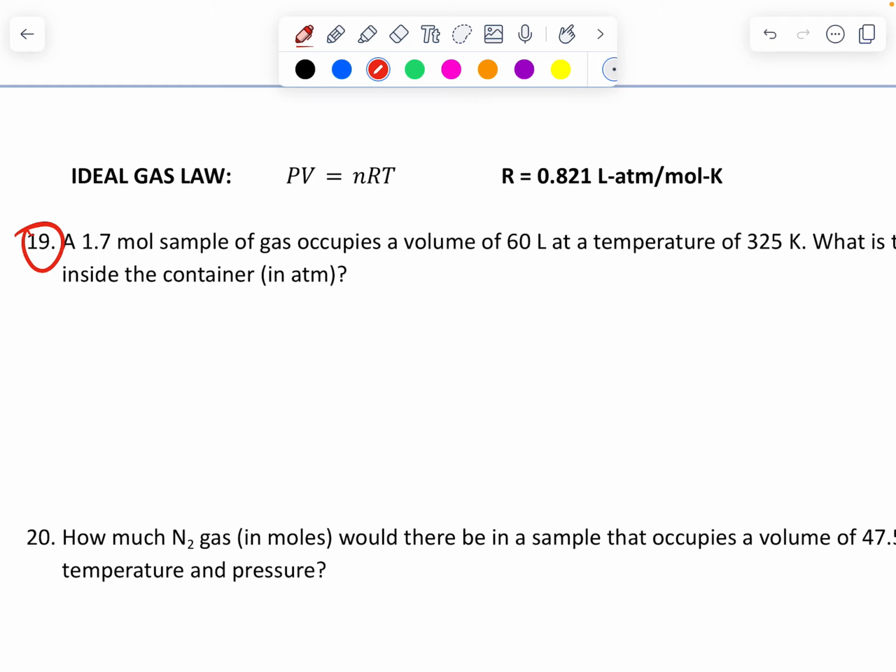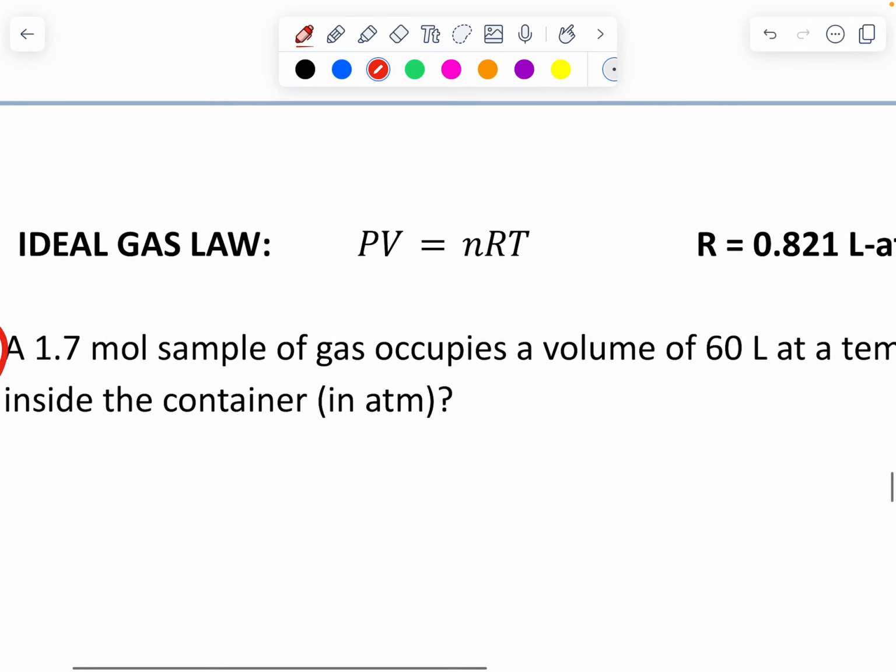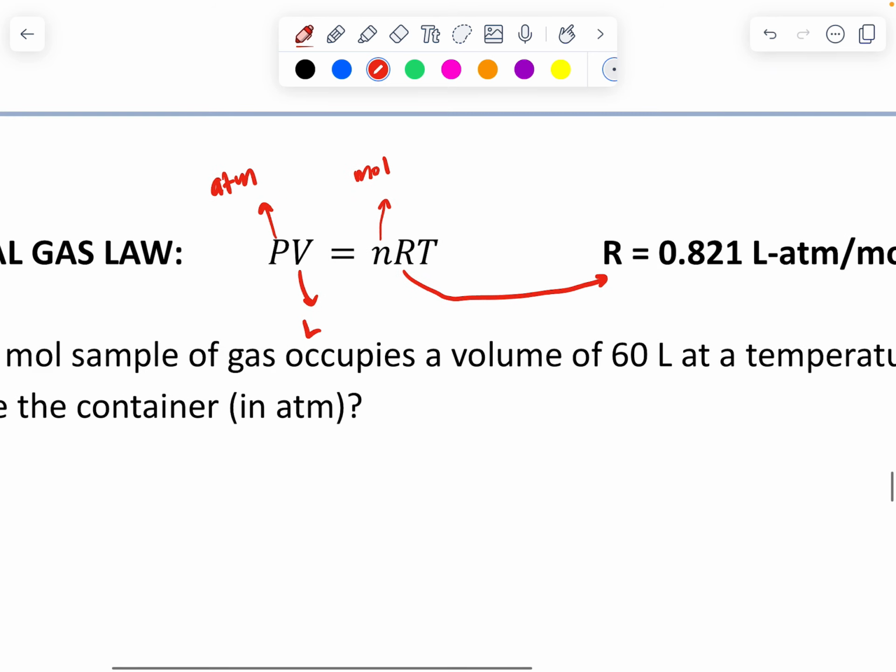Now, a couple of things that you must remember, okay? Pressure always has to be in atmospheres. I'm going to write that down. Volume has to be in terms of liters. And n is moles. You know how to find moles, right? Sometimes a question might give you grams of something. Make sure to convert that to moles using the molar mass. R is the gas constant, which is right here, 0.0821. And temperature must be in Kelvin as well.